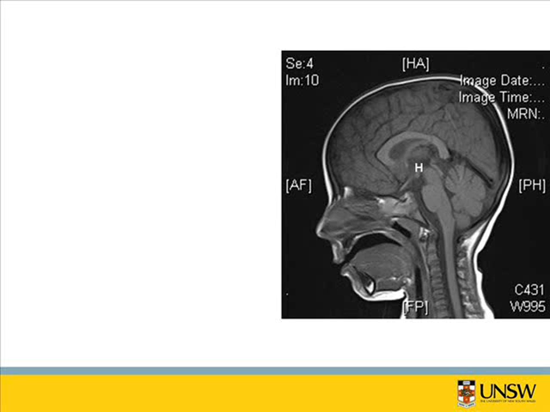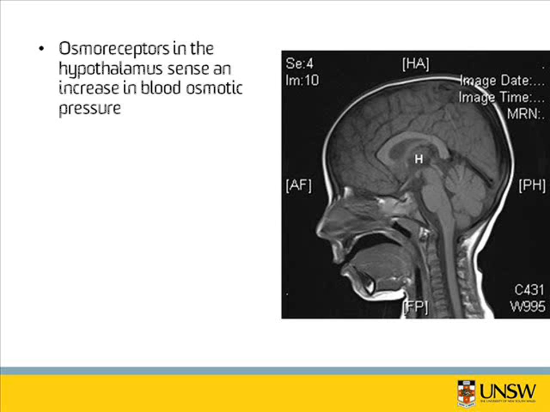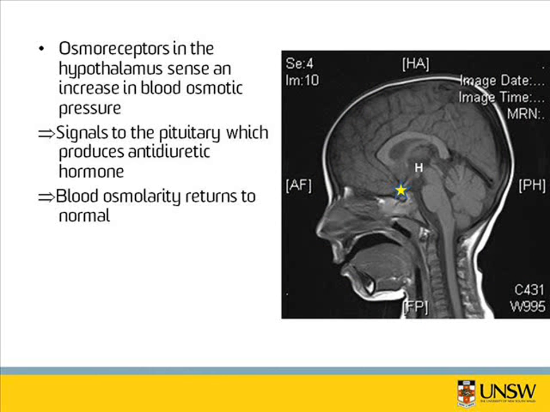And that's sensed by part of the brain called the hypothalamus, which is the H on this diagram. This is an MRI of a child, looking at them down the middle of their brain, and H is about where their hypothalamus is. Within the hypothalamus there are specialised cells that sense the osmolarity of the blood. If it notices that the osmolarity is changing out of normal, it sends a signal down to another part of the brain where the star is, the little gland there called the pituitary gland, which you've probably heard of.